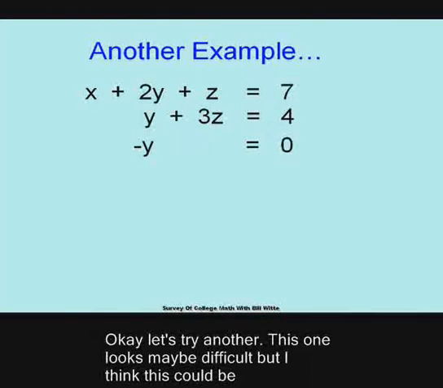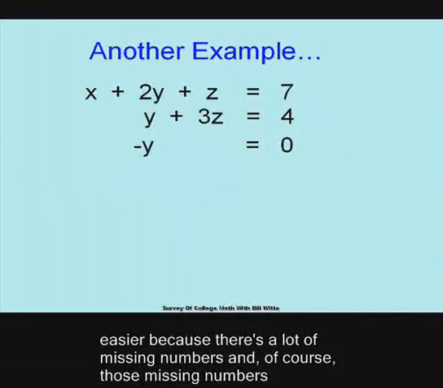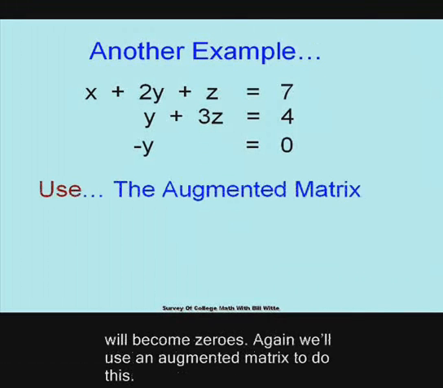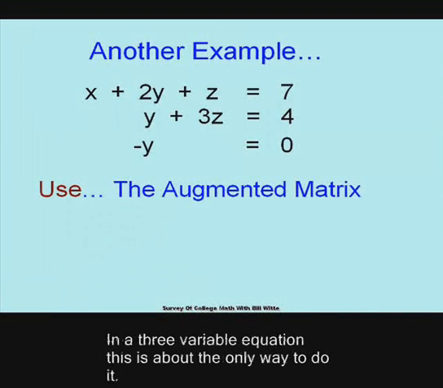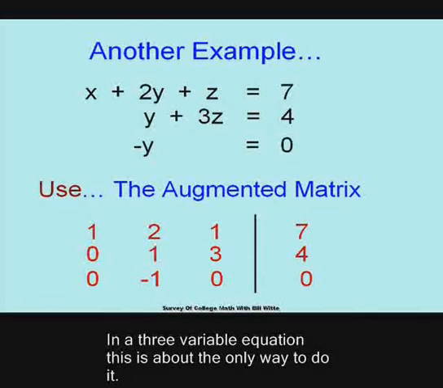Okay, let's try another. This one looks maybe difficult, but I think it's going to be easier because there's a lot of missing numbers, and of course those missing numbers will become zeros. Let's use an augmented matrix to do this. Once again, a 3-variable equation. This is about the only way to do it. A 3-variable system, I'm going to need 3 equations, and I have them.